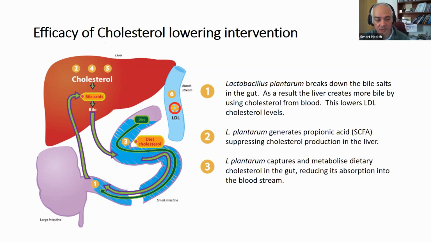So it's always important to excrete these bile acids so that the liver will produce more and reduce the LDL load from the blood. Okay, so number one, a specific probiotic, which is a bacterium, Lactobacillus plantarum. It's very important in the breakdown of bile salts in the gut.